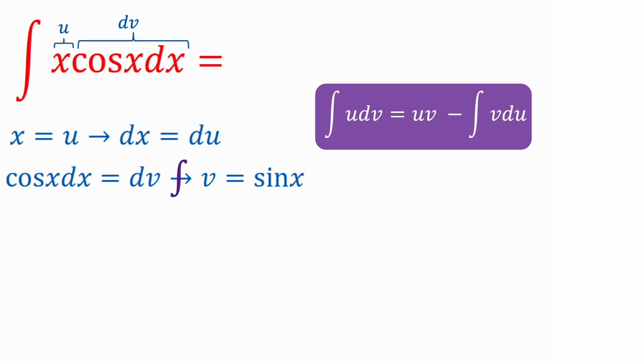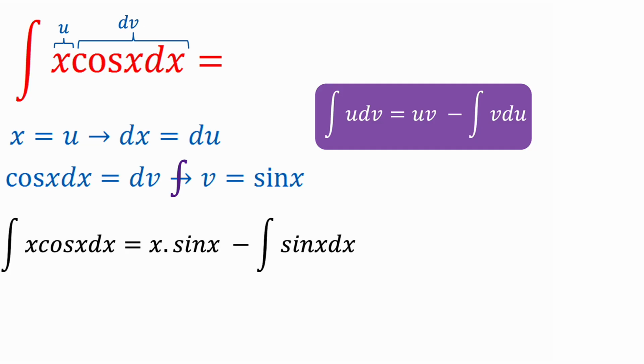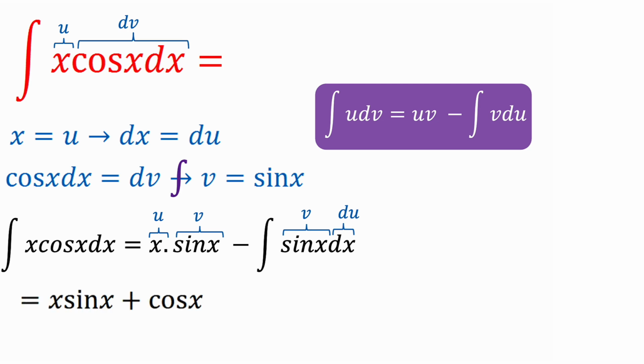minus the integral of v du. What exactly happened to v? Sine x. And then there was du. What was that du supposed to be? Dx. Okay, so now we are left with the integral of sine x. And what exactly is the integral of sine x? Well, it is cosine x, but actually it is negative cosine x. Because there is already a negative sign in front of it, it then becomes positive cosine x. So the final result of the integral is now complete: x sine x plus cosine x.